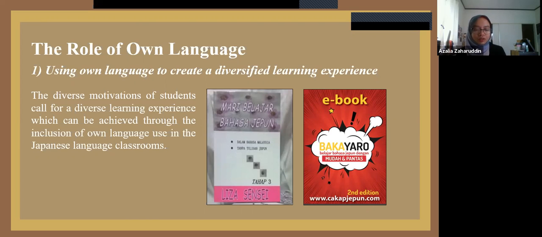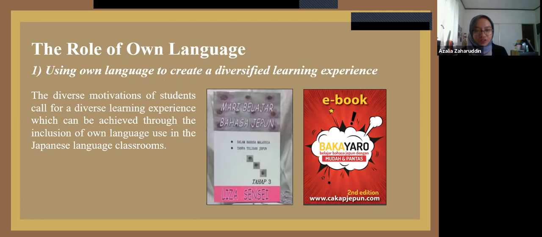So what is localization? Localization is when we create a syllabus or a learning experience which is unique to that country. Since Malaysia is a multilingual country with multilingual students, the syllabus or the learning styles of Japanese language in Malaysia should reflect that of the people. So that's kind of what localization is. And what own language can do is help with that localization of Japanese language.